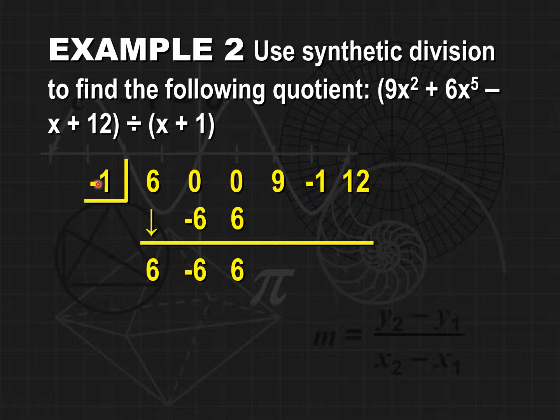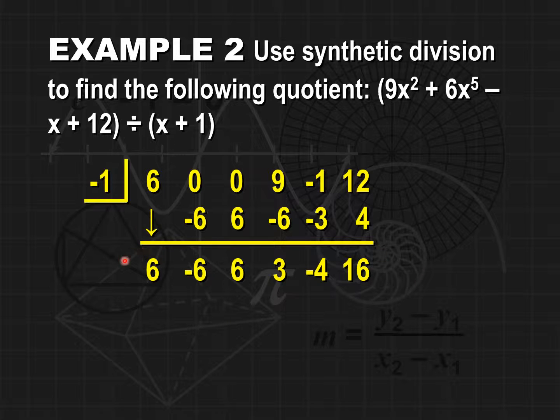Then I multiply. Negative 1 times 6 is negative 6, and it goes here. And then I add 9 plus negative 6 is 3. Multiply. Negative 1 times 3 is negative 3. Add. Negative 1 plus negative 3 is negative 4. Multiply. Negative 1 times negative 4 is 4. Add. 12 plus 4 is 16. So this line right here is our answer, our quotient.